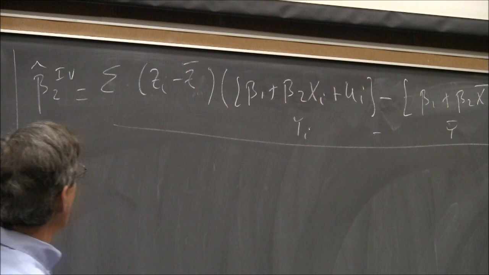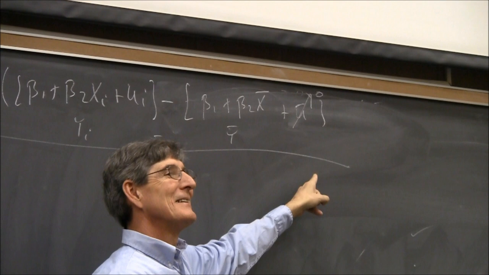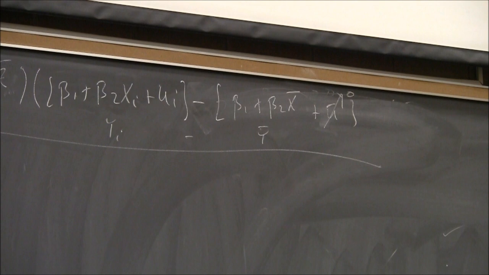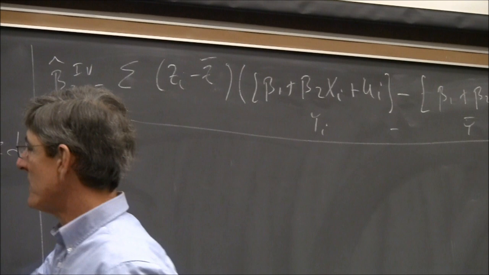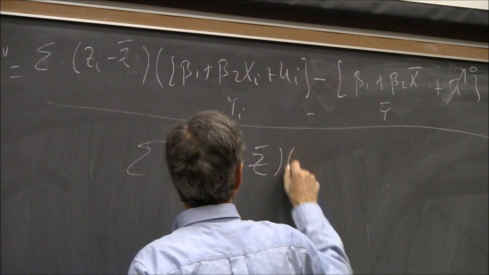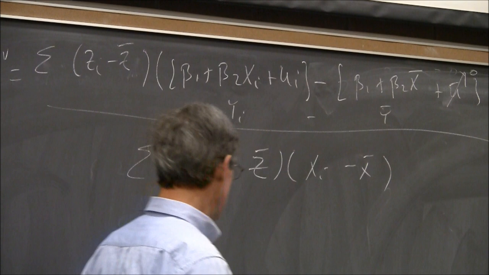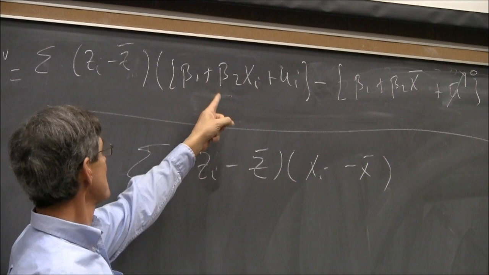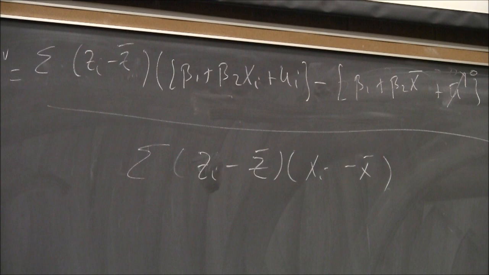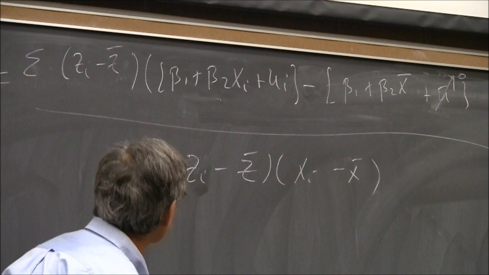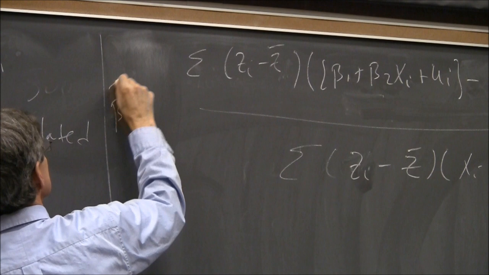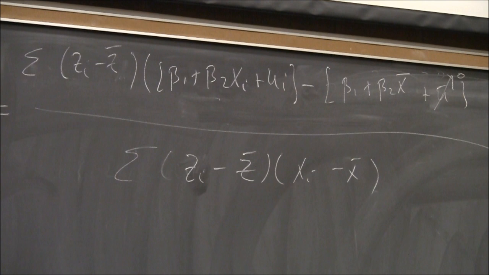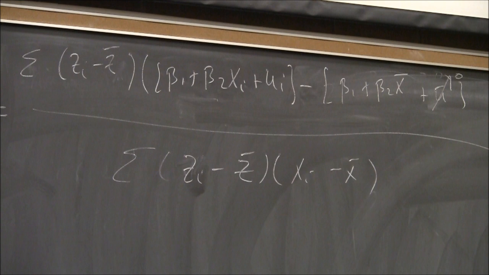All over the sum of the zi minus z bar times xi minus x bar. This is just yi minus y bar. I didn't do anything fancy. I just subbed in for yi and y bar.